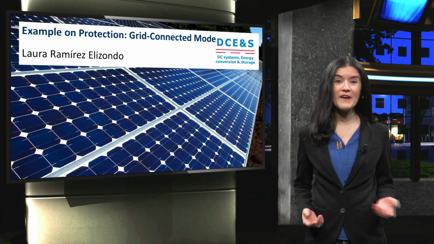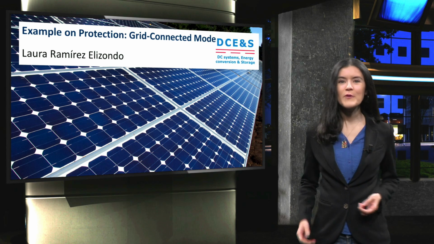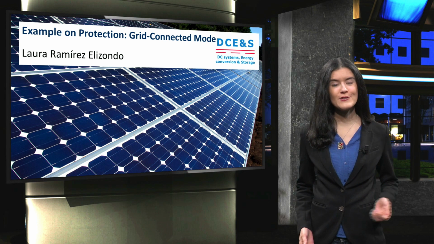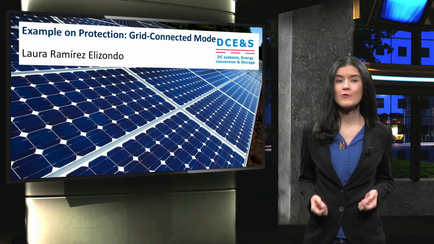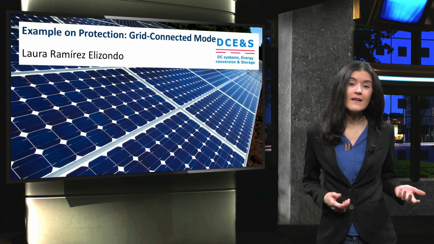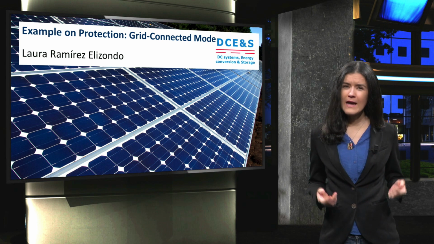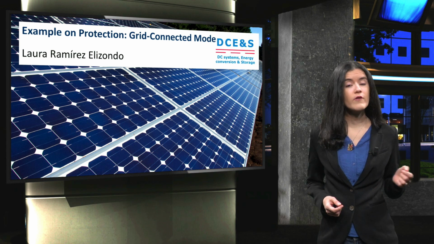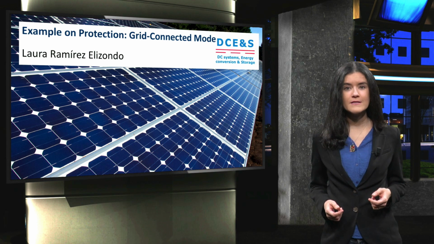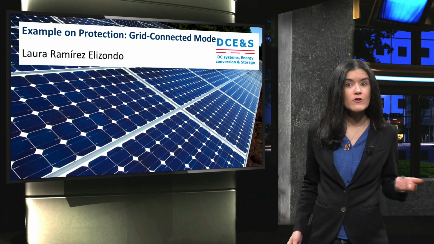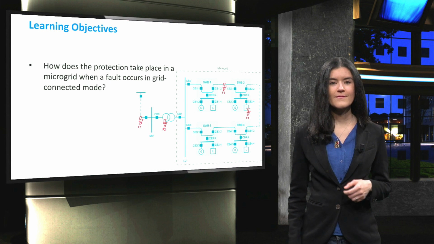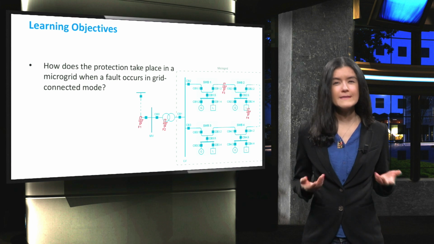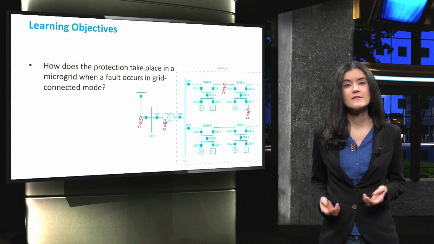Welcome to the 8th and final week of the course. This week we're going to go over several examples on protection in microgrids. We're going to see how protection takes place in grid-connected and islanded modes of operation, and how adaptive protection works. Later in the week, we're going to cover applications of DC and AC microgrids that have been implemented in several sites around the world.